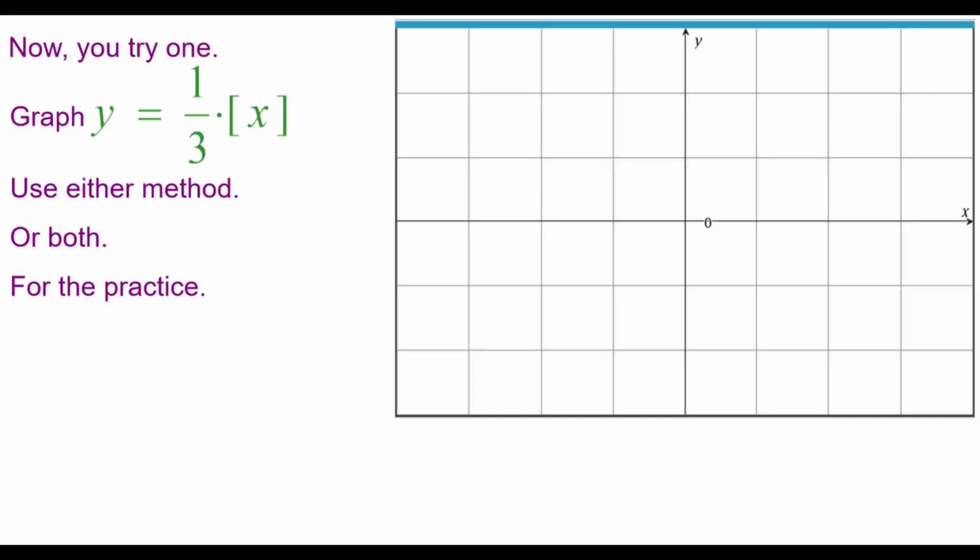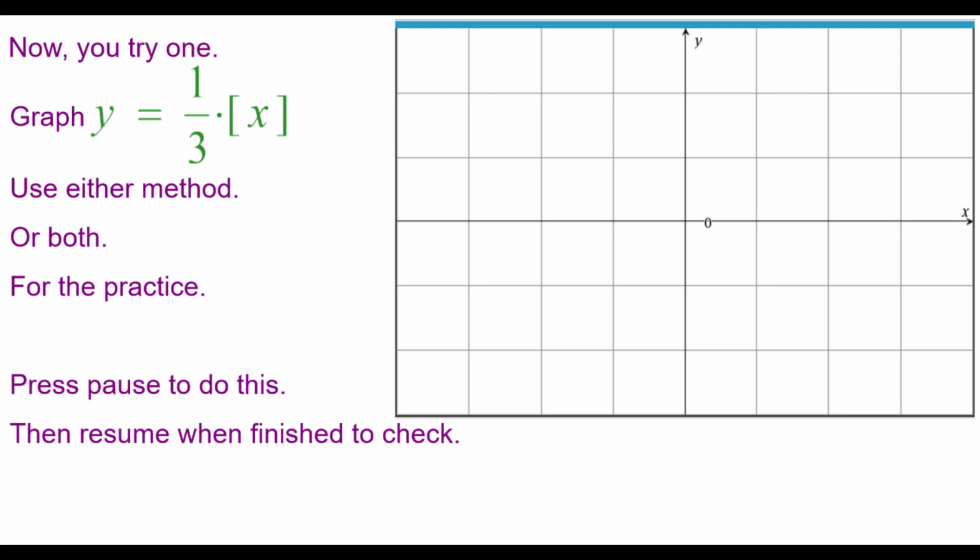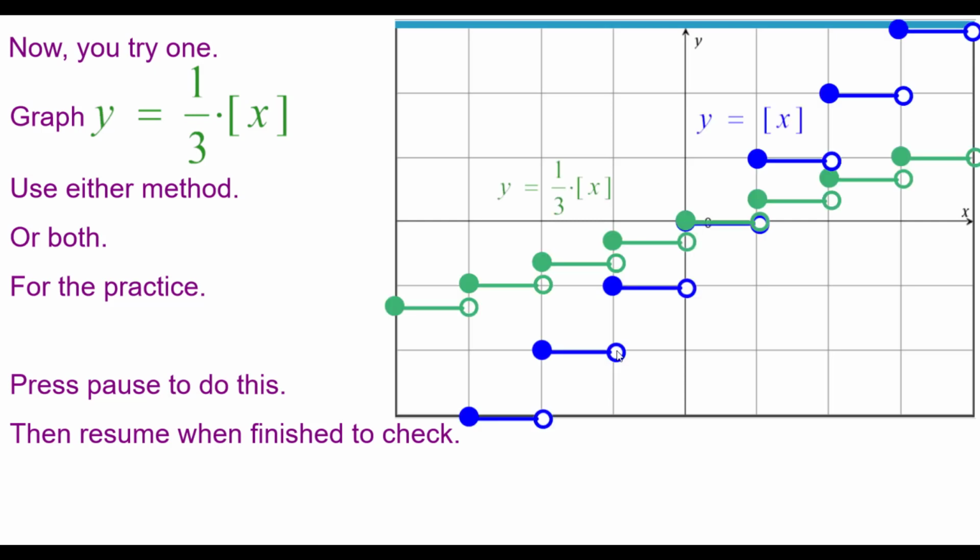Now you try one. Graph y equals 1/3 times the greatest integer of x. Use either method or both for the practice. Press pause to do this and then resume when you're finished to check. And the one in green is the function that we want, y equals 1/3 greatest integer of x, compared to the blue, which is the parent function. Notice they both share this same step right here.